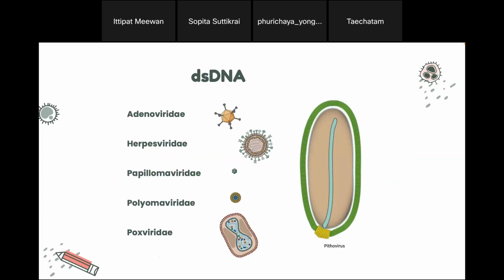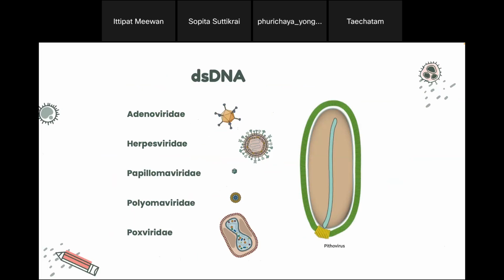Here are other types of double-stranded DNA viruses. We have adenovirus, we have Herpesviridae, which can cause herpes or skin damage after we get the infection. This one can spread through body contact, or skin contact. Okay, and then next is the papilloma virus.